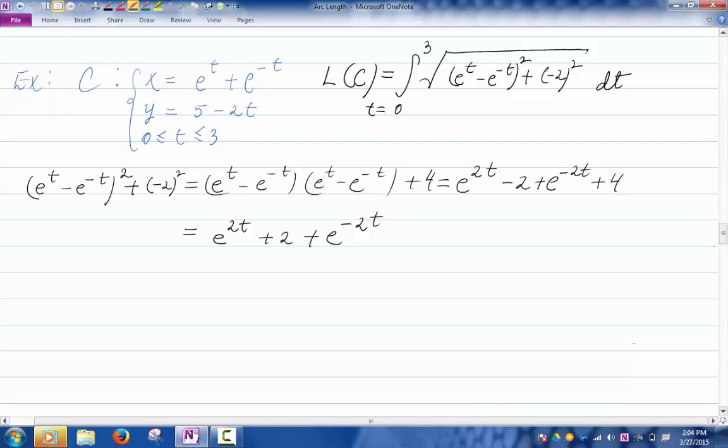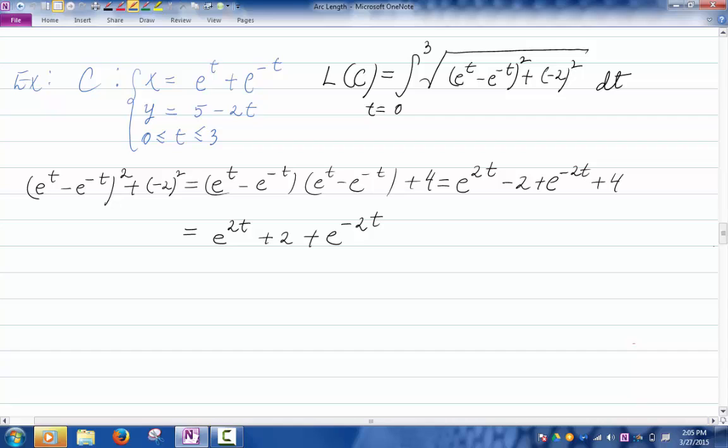When you multiply out by using FOIL, then what do you get? You get e to the 2t, plus e to the minus 2t, and then when you multiply e to the t and e to the negative t, you're going to get 1 and 1, right? So that's going to give you negative 2. So when you multiply out, you get e to the 2t minus 2 plus e to the negative 2t, and the 4 is from negative 2 squared. So finally, negative 2 and 4, when you add them up, you get e to the 2t plus 2 plus e to the negative 2t. Is everybody okay with this so far, with the algebra?